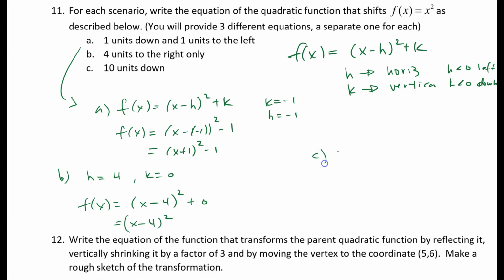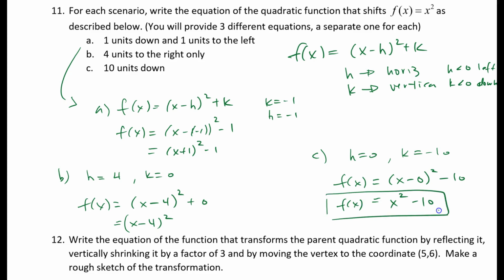And c, 10 units down, that means h is going to be 0, no horizontal translation, but k will be negative 10. So f of x will be (x minus 0) squared minus 10. But (x minus 0) squared is just x squared. So x squared minus 10. So these are the three different answers for question 11.